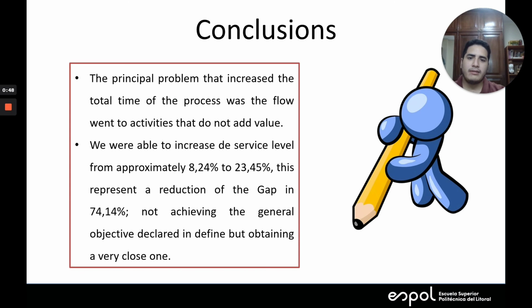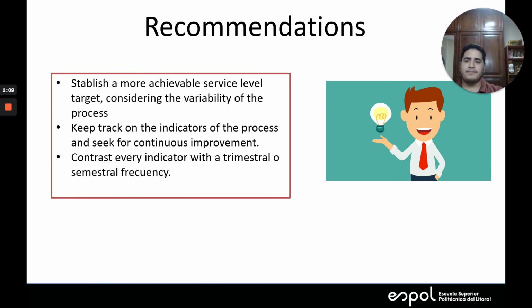Conclusion. The principal problem that increased the total time of the process was the flow of activities that do not add value. We were able to increase the service level from approximately 8 to 23%, which represents a reduction of 74%. Recommendation: establish a more achievable service level target considering the variability of the process. Keep track of the indicators of the process and seek continuous improvement. Contrast every indicator with a trimestral or semestral frequency.